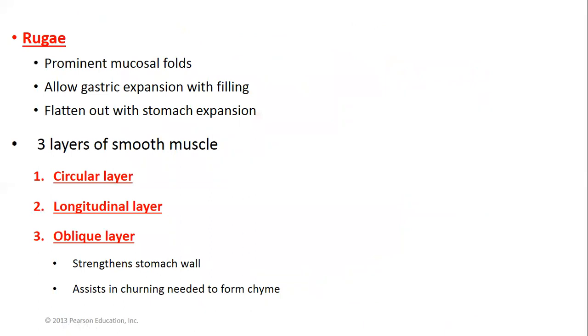And the ability to do that is related to 3 layers of smooth muscle in the muscularis externa. There's a circular and longitudinal layer, just like in the esophagus and the small and large intestine, but there's a third layer, an oblique layer, that strengthens the wall and allows for the churning needed to form chyme.